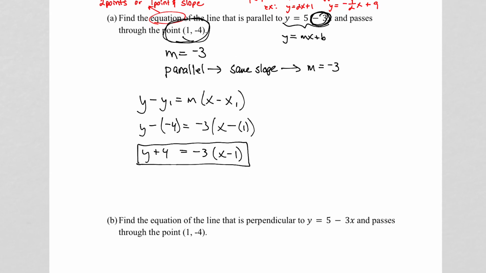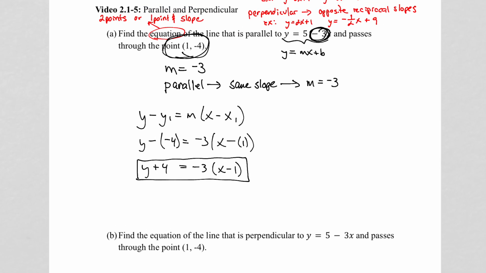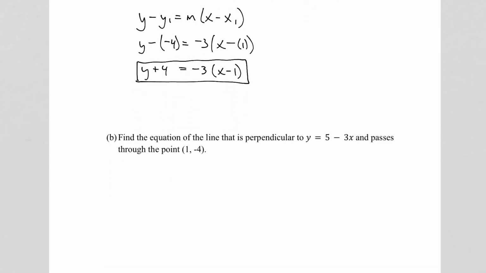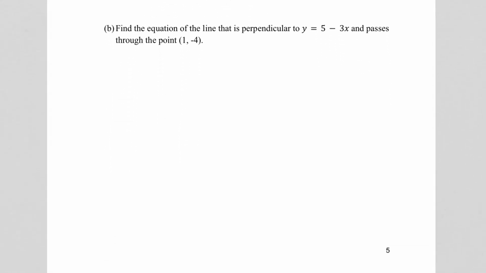So now let's jump down to part B. Here, part B says find the equation of a line that is perpendicular to y equals 5 minus 3x and passes through the point 1, negative 4. So now, we already know it's the same equation that was given to us before. So they've given us a slope of negative 3, and we're looking for the equation of a line that is perpendicular. So we need a slope that is opposite reciprocal.